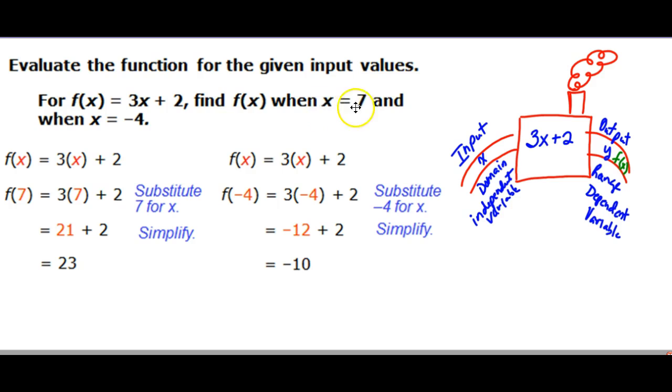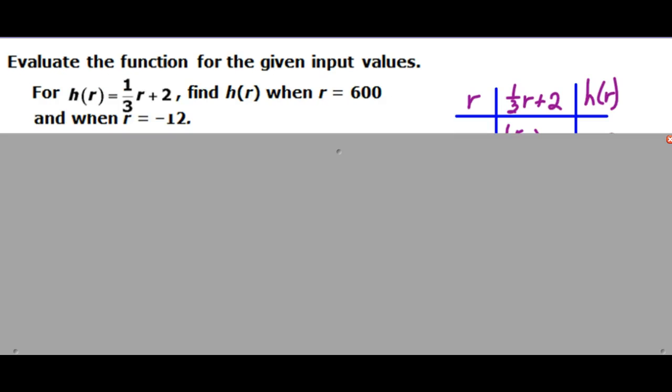So f of 7, see how it's written here? F, the function of this value when I put in a 7, is 23. On this one, we're going to put in a negative 4. So the function of the value when I put in a negative 4 is negative 10. Again, remember, this goes in, you do something with it in here, out comes an answer. It's just that easy. So I want you to try this one.